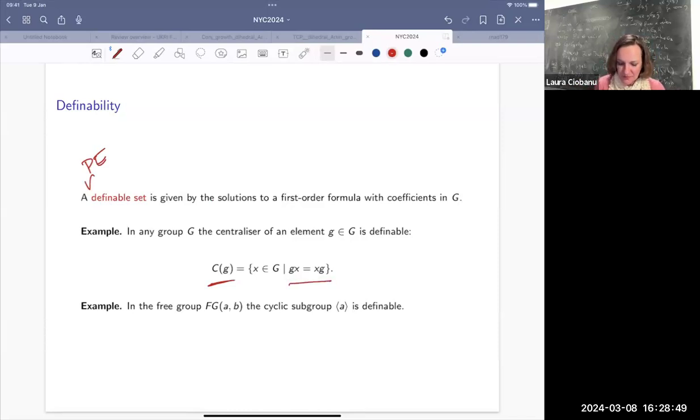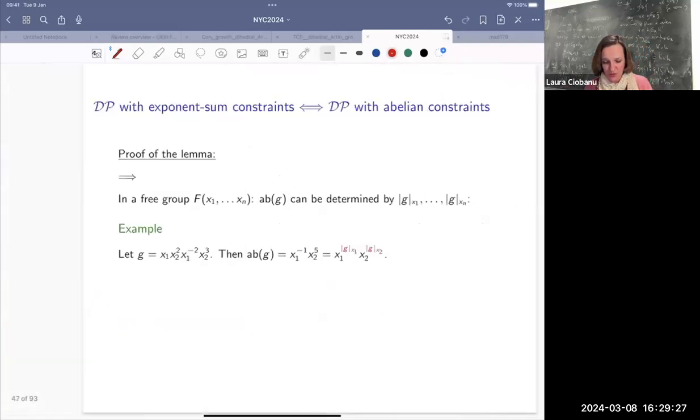And because of that, for example, any cyclic subgroup, and I should say, not every cyclic subgroup, but here I mean exactly this one generated by A, that is definable because we can define it as a centralizer of A. So these are examples that I will need for later. And as I said, I can actually define them by equations. I don't need more than that. And that's what we're going to work with.